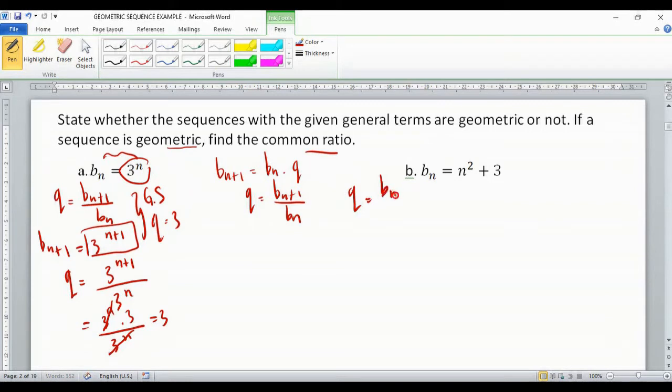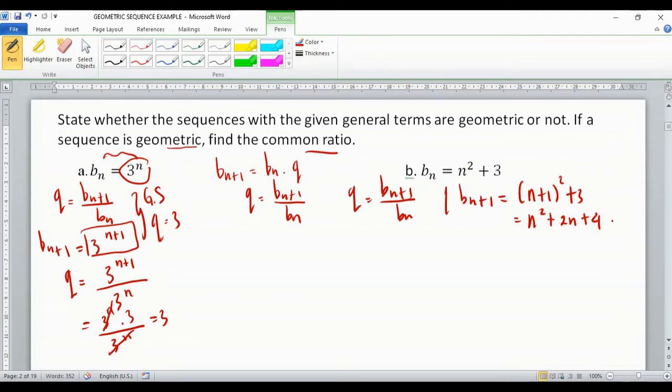Bn equals bn plus 1 over bn. We need to find bn plus 1 first. Bn plus 1 is equal to (n plus 1) squared plus 3. So you need to finish this one. It's equal to n squared plus 2n plus 1 plus 3, which is n squared plus 2n plus 4.